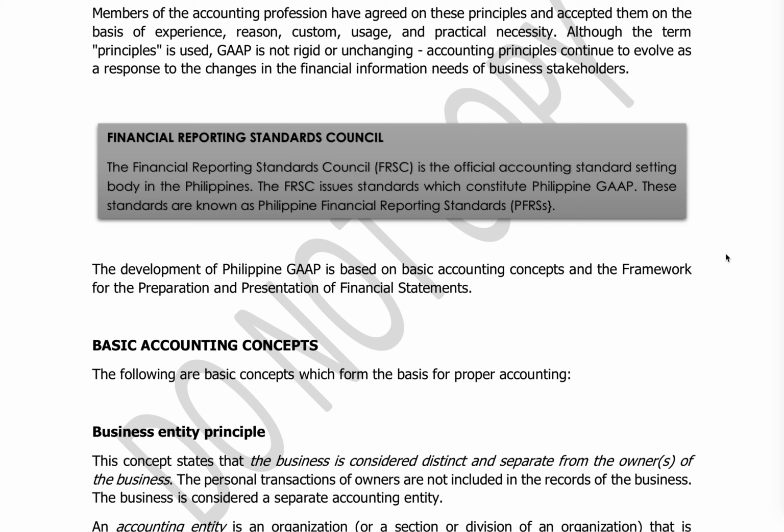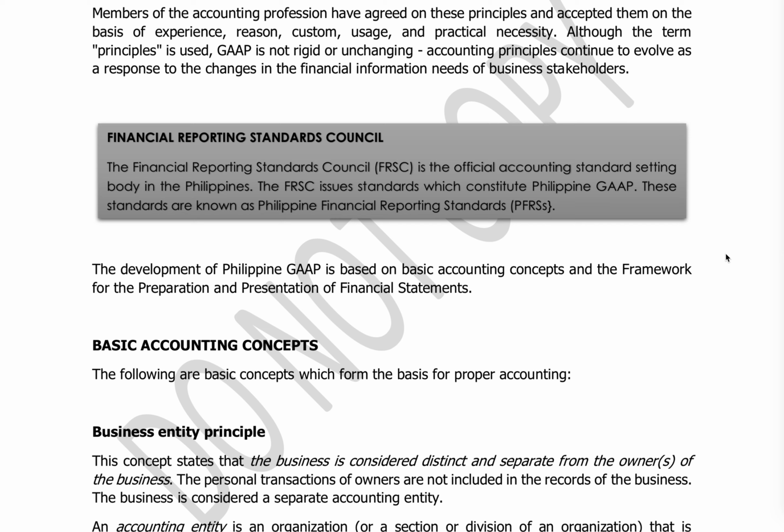But before we discuss that, we have what we call Financial Reporting Standards Council. Sino ba itong FRSC na ito? This is the official accounting standard setting body in the Philippines. Di ba meron tayong standards accounting na sinusunod? Sinong gumagawa niyan? FRSC yan. Sila yung gumagawa ng standards. Or, kung gawa ng standards, they amend, they make necessary modifications in order to keep abreast of the developments in the accounting. So, sila yung nagsiset ng standard, sila din yung nagmo-modify.